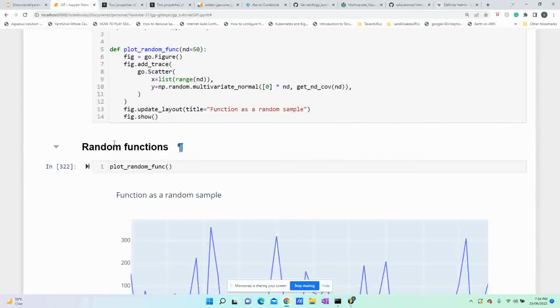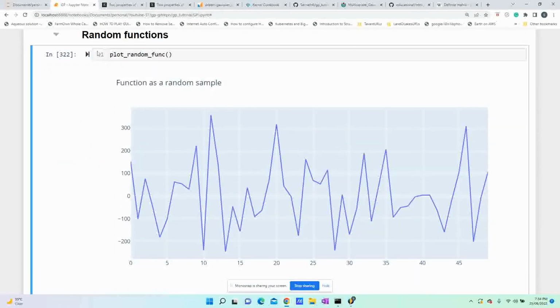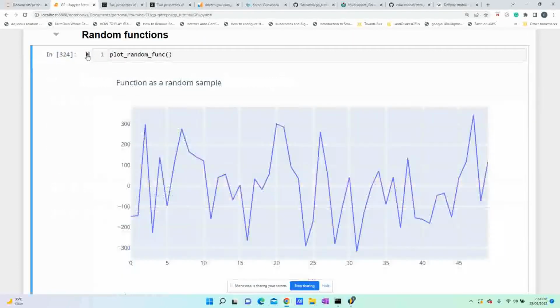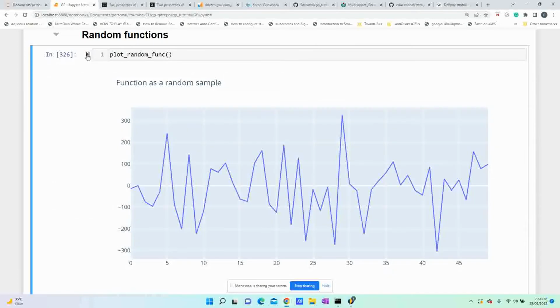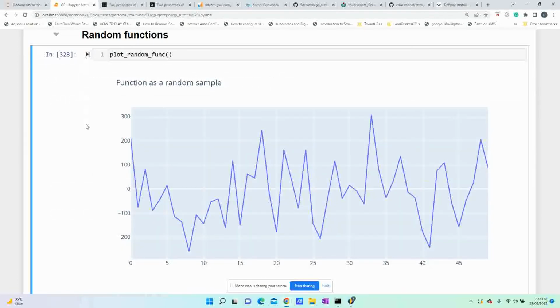Plot random function. Ooh, this is what we get. So let me plot it again and again. It keeps changing, right? This can be seen as a function.